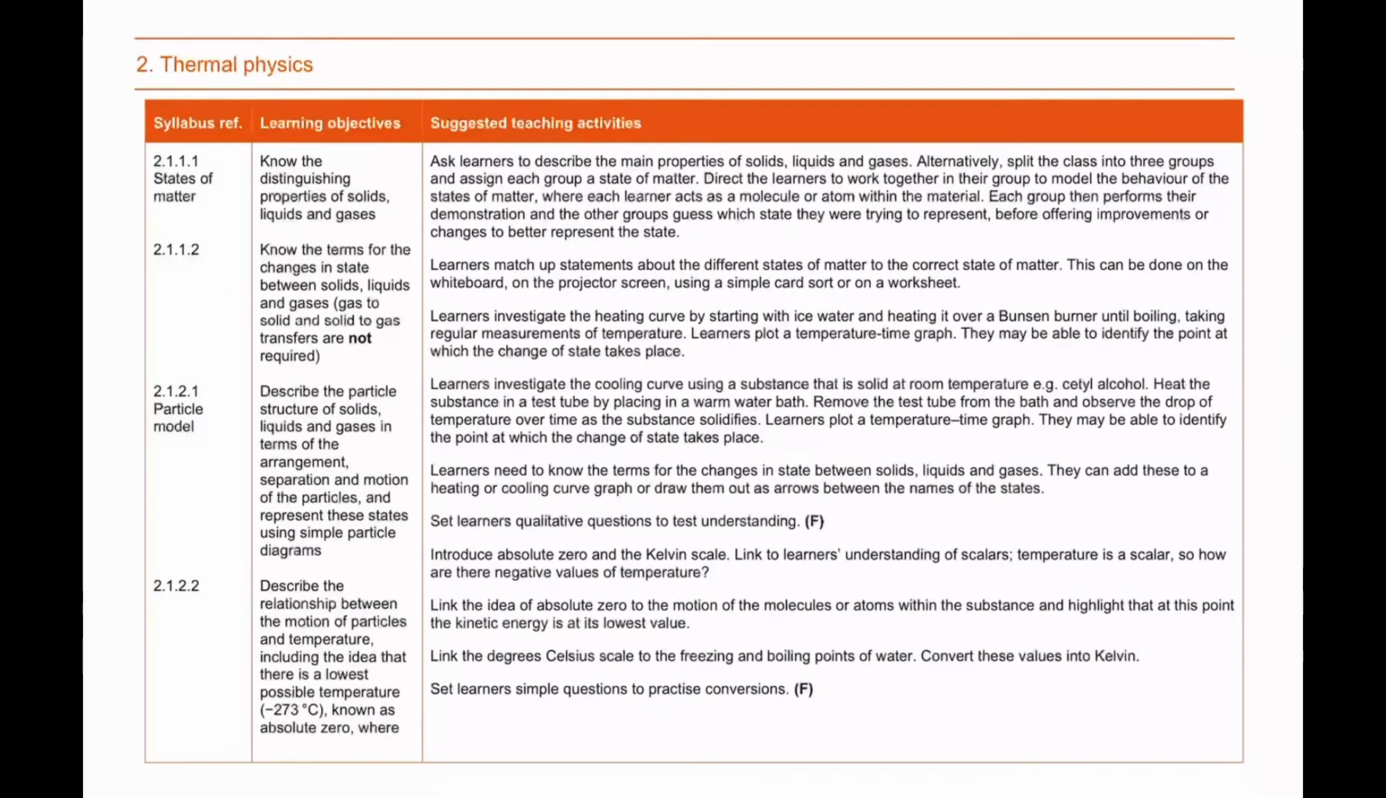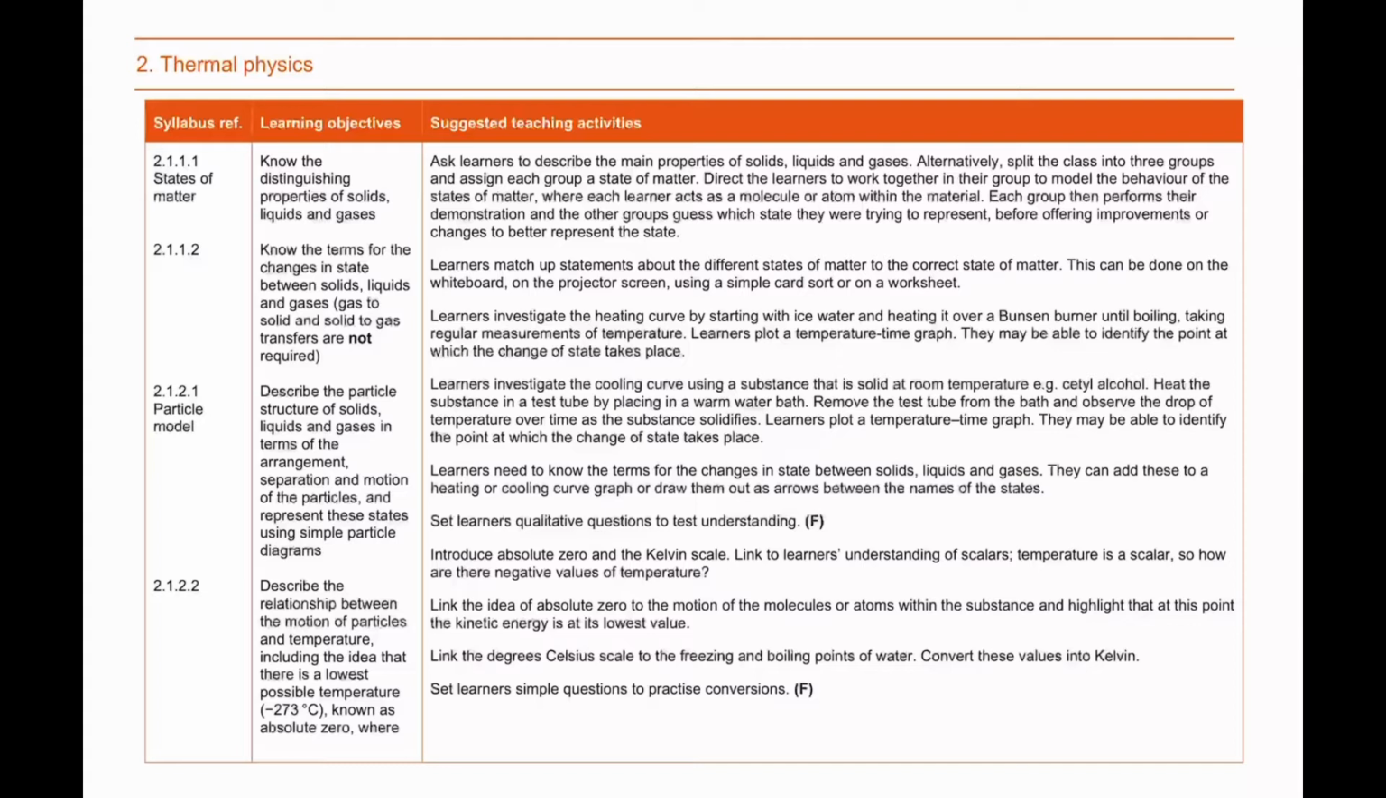Number 2. Thermophysics. Key concept 2.1.1.1 States of matter. Learning objectives. Note the distinguishing properties of solids, liquids, and gases. Note the terms for the changes in state between solids, liquids, and gases. Solid to gas and gas to solid transfers are not required.